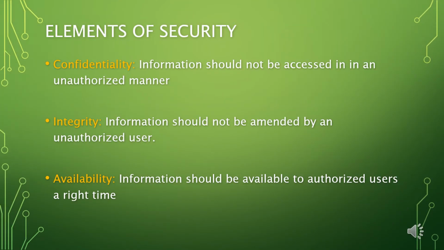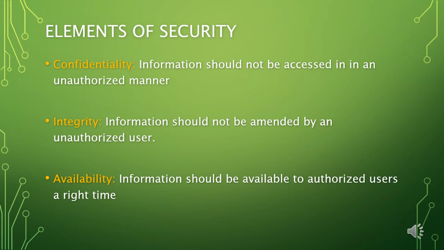There are three important elements of security. Those are confidentiality, integrity, and availability. Confidentiality ensures that information is not accessed in an unauthorized manner. It is generally related to the read operation. So if you have read permission to any of the file, confidentiality is maintained of the files because you cannot write anything on that file.